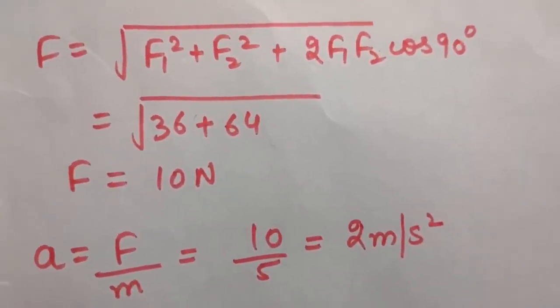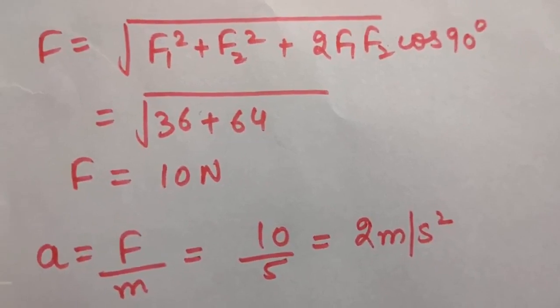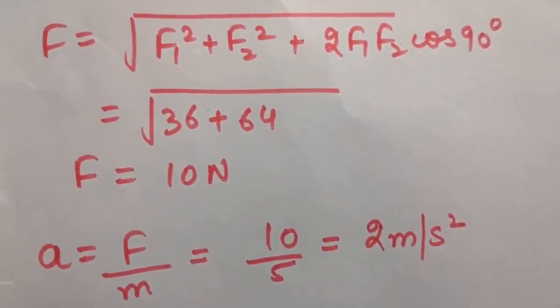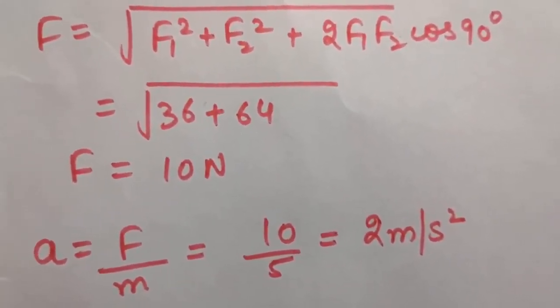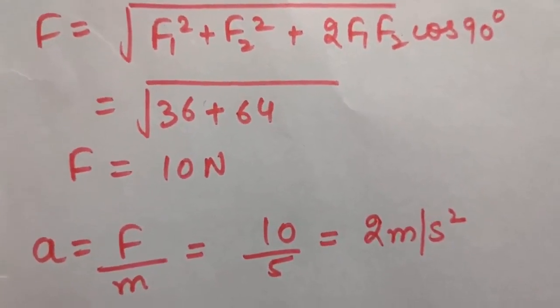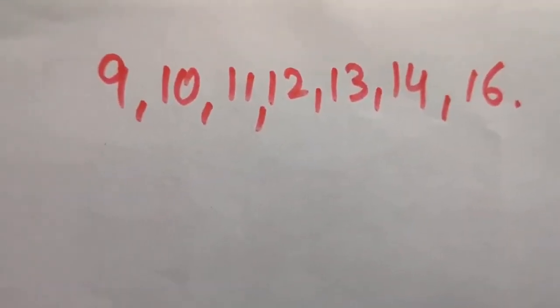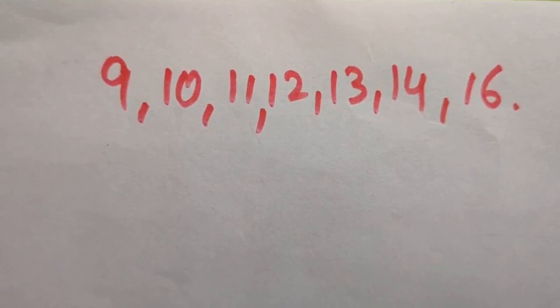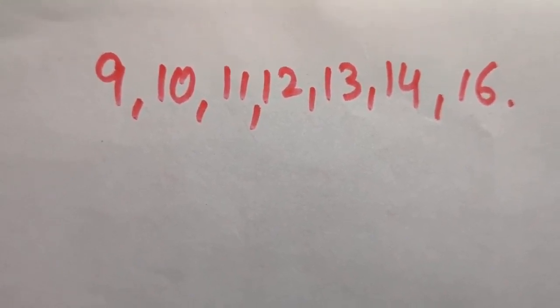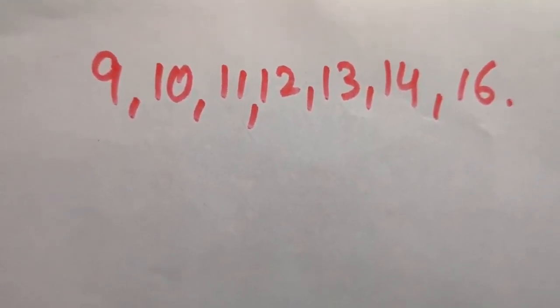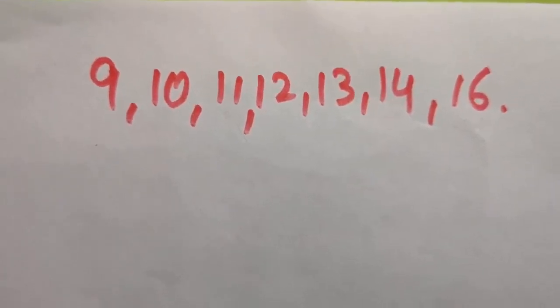Okay. Also question number 8 was given to you in your homework. That is also a very easy question. You have to just use formula F equals ma and you will get the answer. Okay, so after going through today's lecture, you can do question number 9, 10, 11, 12, 13, 14 and 16 from chapter number 5 of your NCERT book.